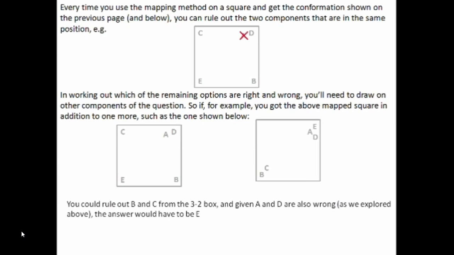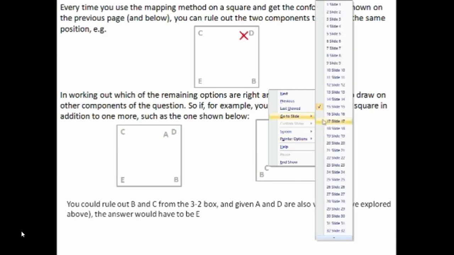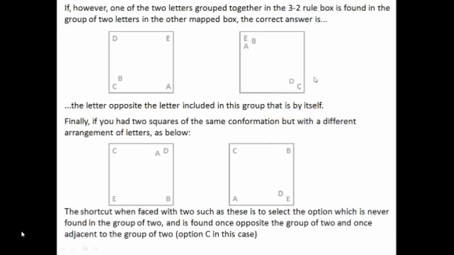So the difference with this one is that if you look at the 2 here, we've got B and C, but if you look at the 2 here in the 3-2 box, C repeats itself again. So the only ones we can rule out are B, C, and D, which leaves us with A and E, which are 2 options, which means you need to find a way of choosing an answer out of those 2.